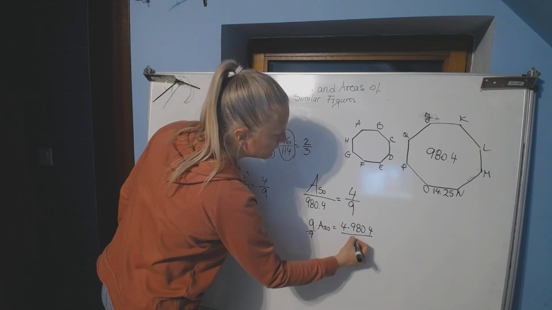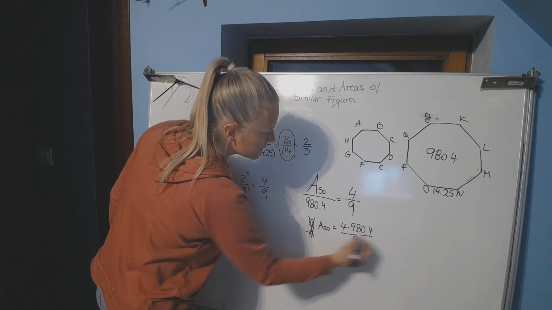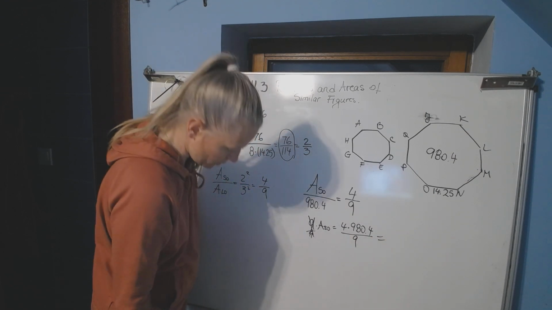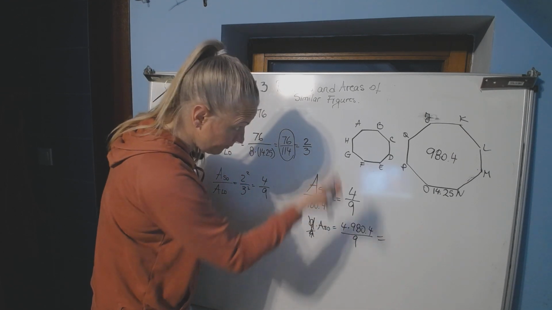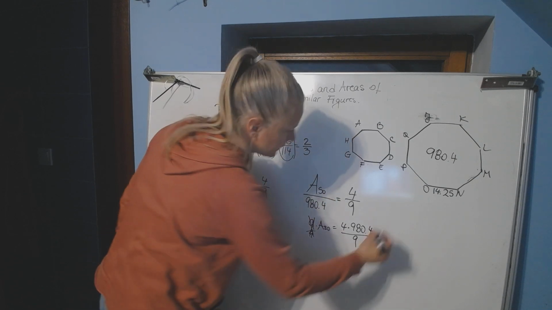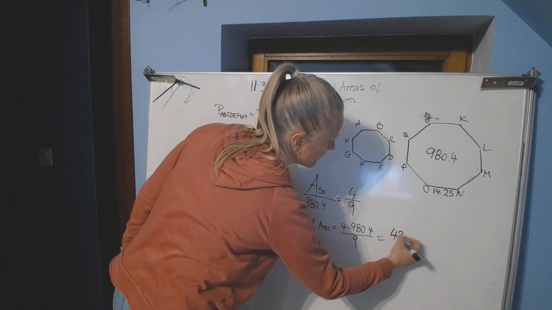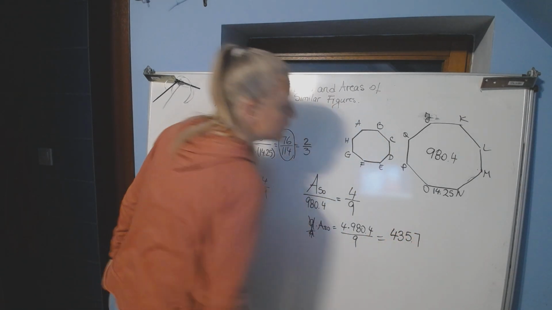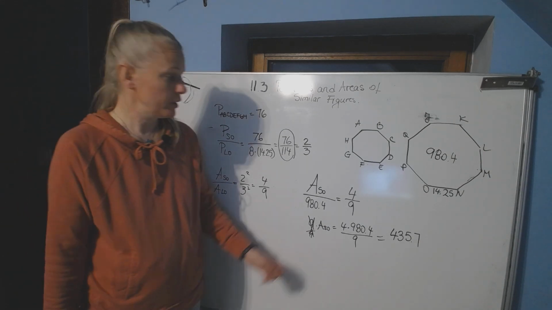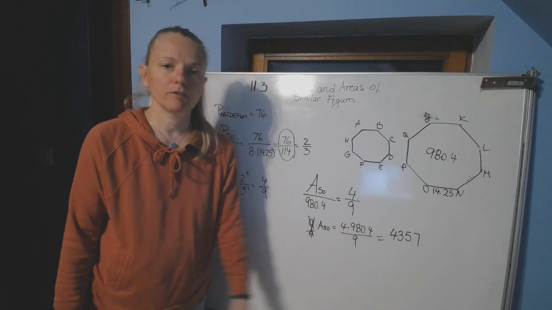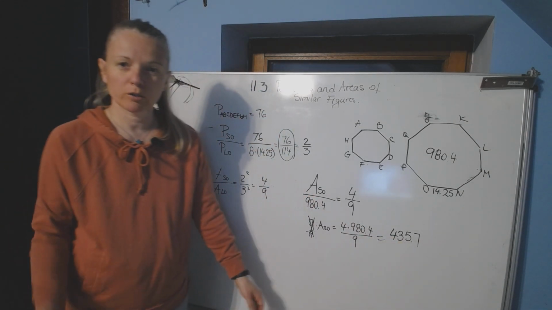Divide by 9. You're going to put all of this in the calculator, and the area of the smaller octagon is going to be 435.7. You can go ahead and check it. If you want to pause your video right now, do the math and see if you get this. They rounded to 1 decimal, so make sure you round correctly.